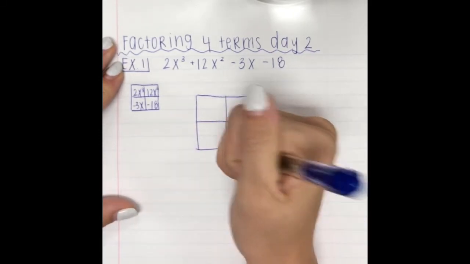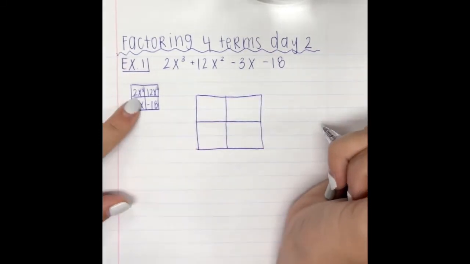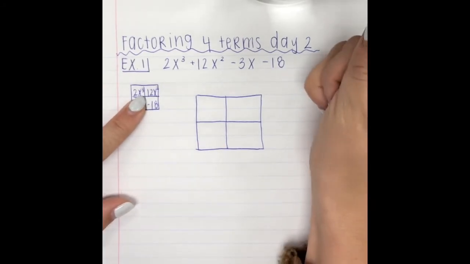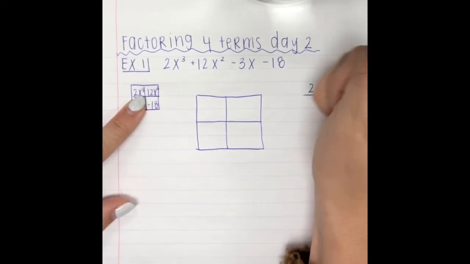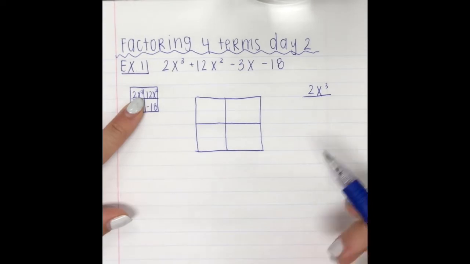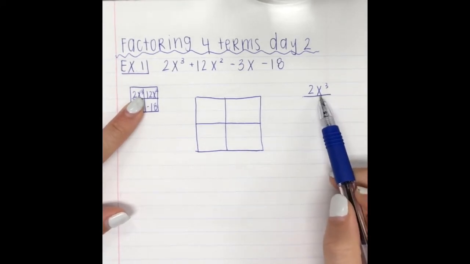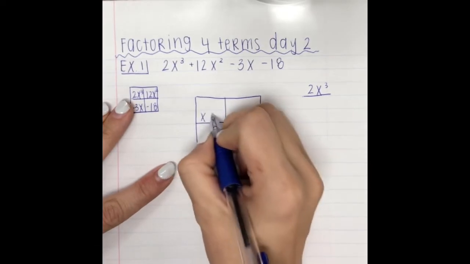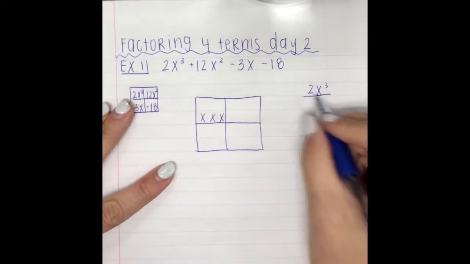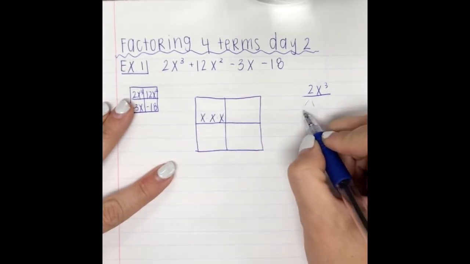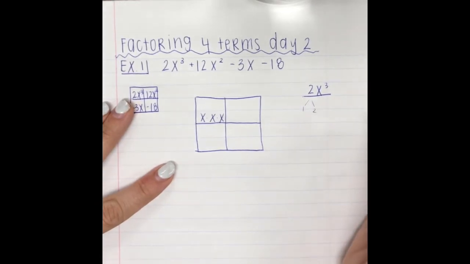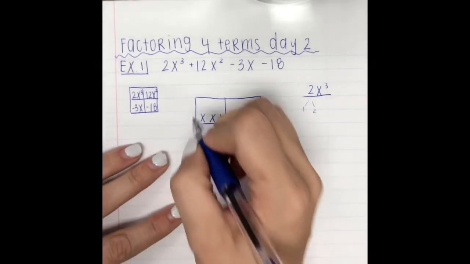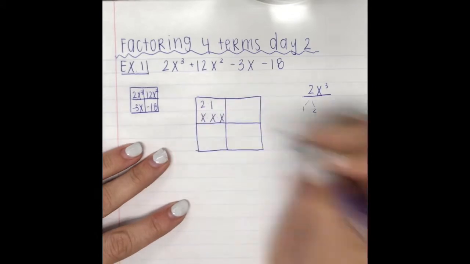Okay, so what I mean when I say break down is I'm going to take this first term, 2x cubed, and I'm going to think about each part, the 2 and then the x cubed. So I know x cubed really means that I have x times x times x. 2, the only things that would multiply to give me 2 is 1 and 2, right? So 2 is prime. So we're just going to leave it as 2 times 1.